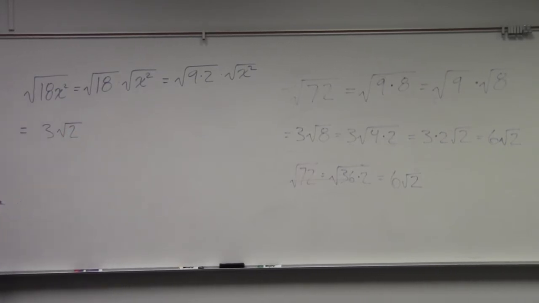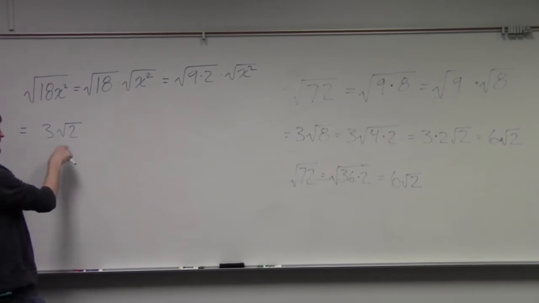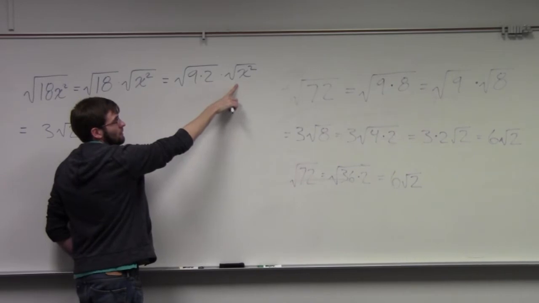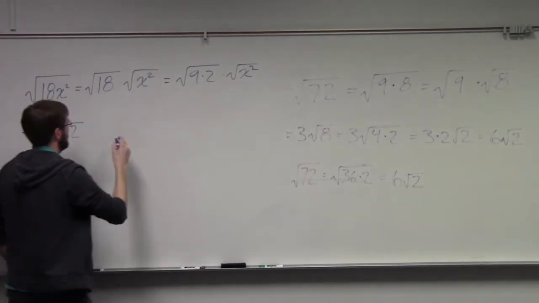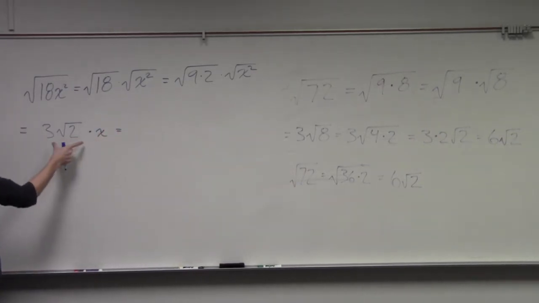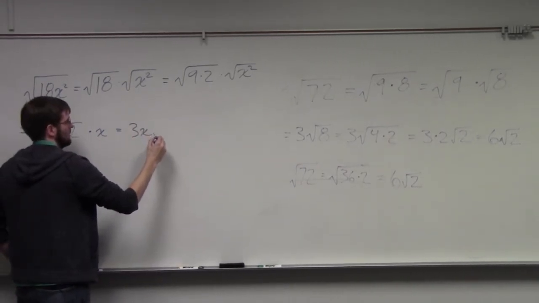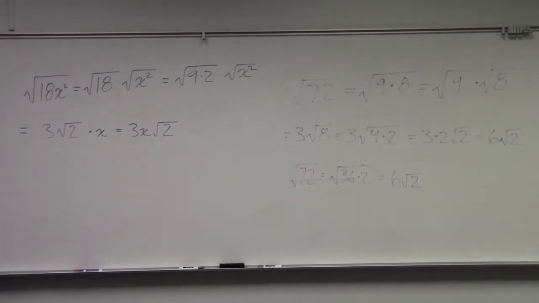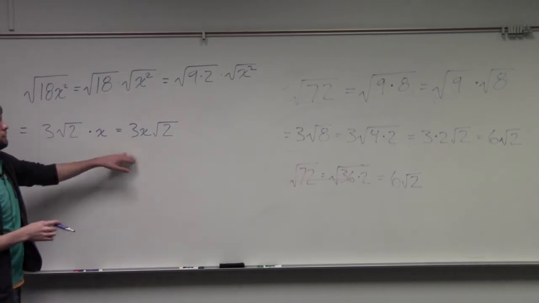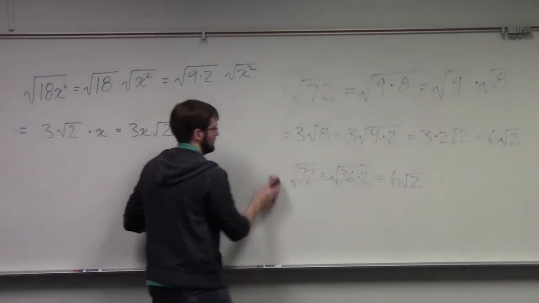And then what's the square root of x squared? X. So you divide the exponent by 2, and I'm left with 1x. I want to move all the stuff I'm multiplying by to the front of the radical. So I'm going to have 3x square root of 2. That's the answer. Sometimes we're going to have letters left over in our radical, or on the outside as well as the inside.